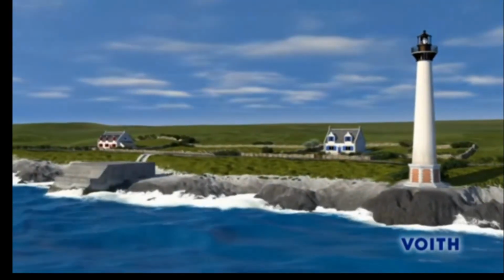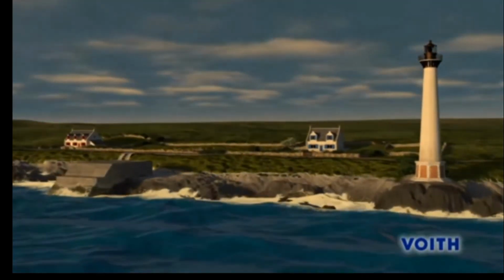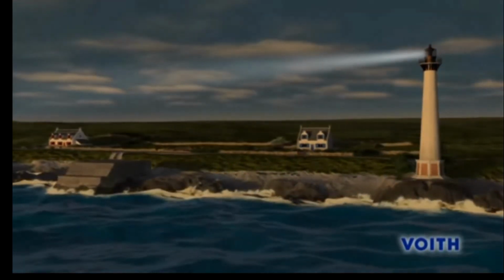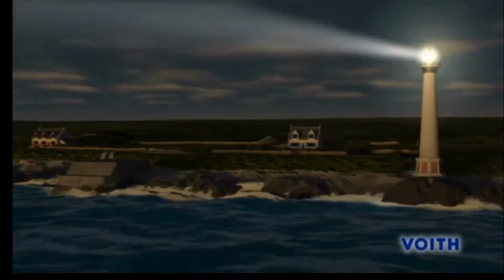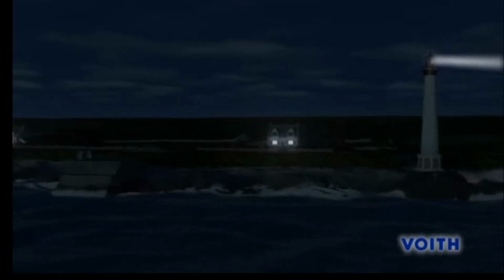Voith Hydro Wavegen is convinced of the commercial potential of wave energy. We are certain that our wave power stations can make a significant contribution to supplying the world with climate-friendly energy.